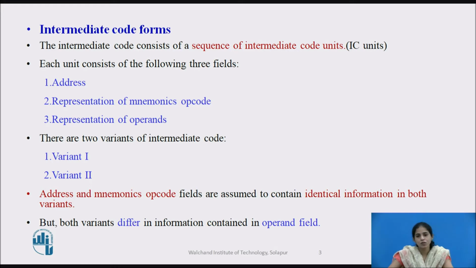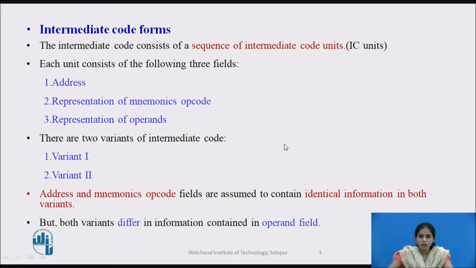Now first of all we see what is meant by intermediate code. The intermediate code consists of a sequence of intermediate code units. It is also called the IC units. Each unit consists of the following three fields: address, representation of the mnemonics opcode, and representation of operands.